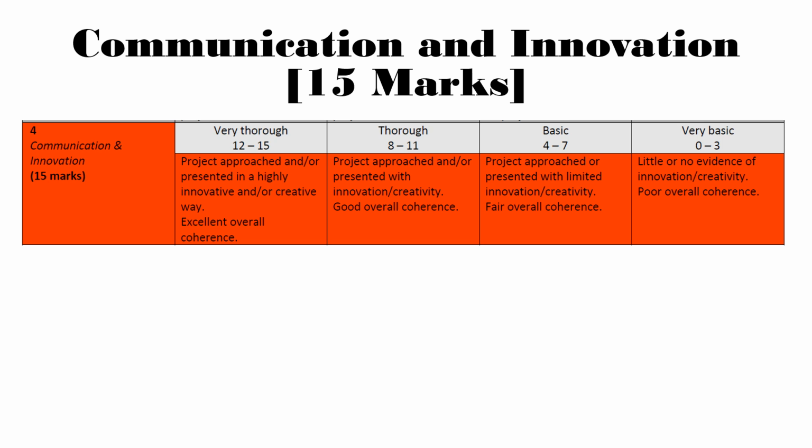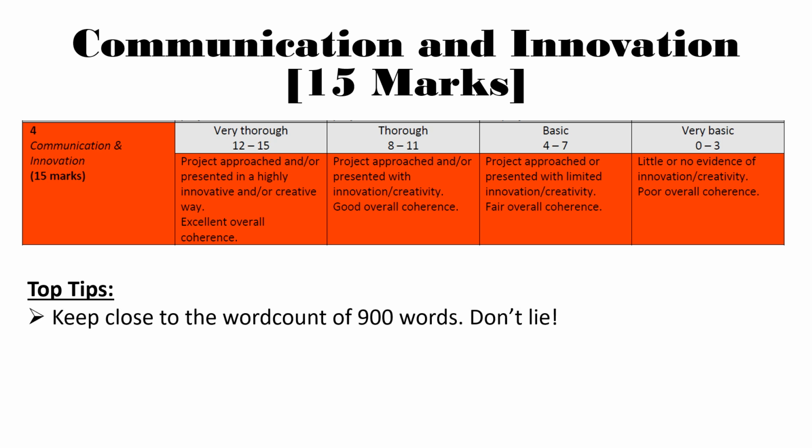Okay. So when we talk about innovation, it's not about coming up with a mad topic. Keep your topic very much something straightforward that there's a lot of data for, and then approach it. So we're talking about your maths here. We're talking about the iterations that you choose. That's what we're looking for innovation in. Excellent overall coherence means that it reads well and there's no major issues. So keep your word count close to 900 words. You fill out the table.